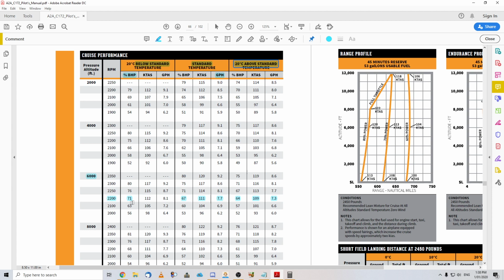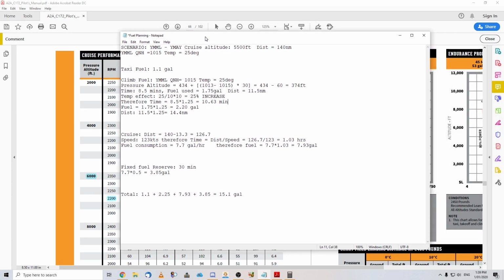So we've decided to use 2,200 revs for our cruise, and these are the figures that we're interested in. So you can see, we're not interested in those figures. These are the figures we're interested in. So we can see that we're going to be cruising at, this is true airspeed. Always in fuel calculation, you're going to be using true airspeed. We're going to be doing 111 knots. Okay, so you come back here.